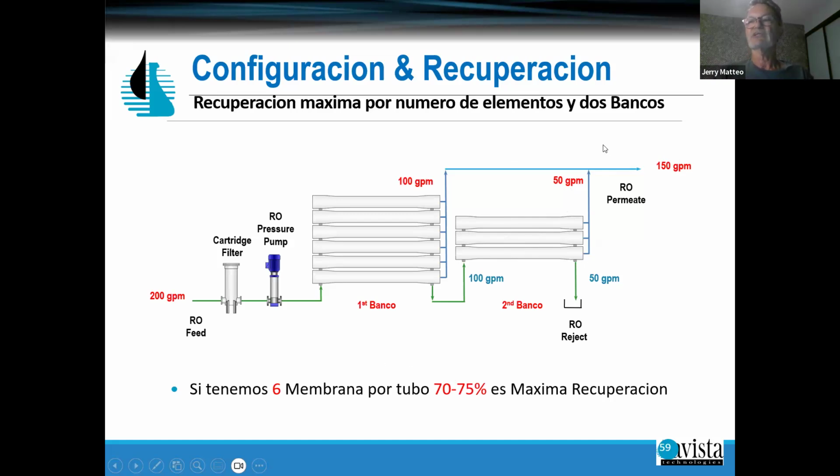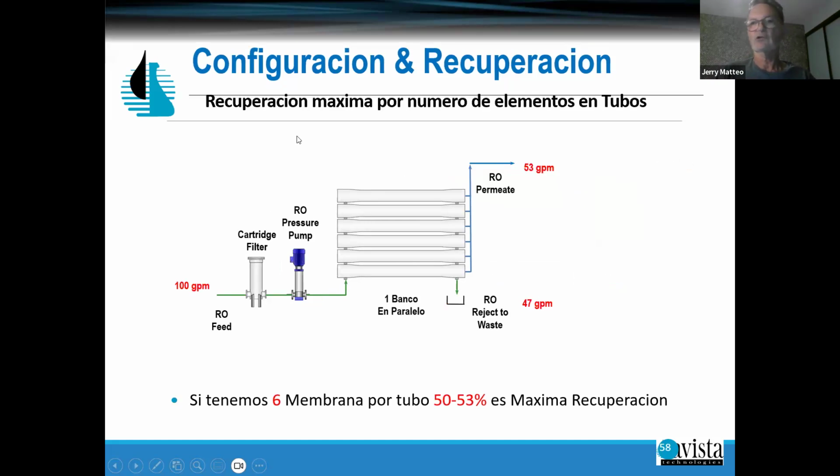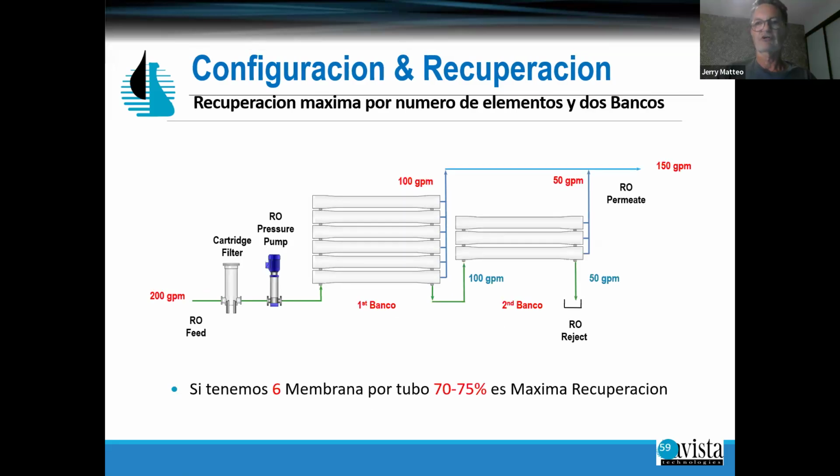So here we were able to get 75% of the water we put in out as permeate and only 25% of the water in as concentrate, because we were able to take concentrate to another set of membranes. On seawater, we can't do that, or on anything that's really high in dissolved solids. But on fresh water, we can.